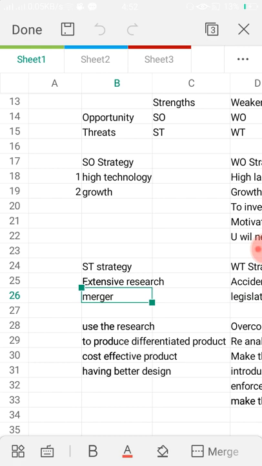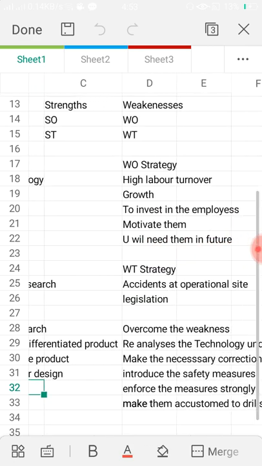So if your competitor comes to the industry, then definitely you have a better edge to grab the market, grab the interest from the market. And when your competitor comes first, then definitely you will have little interest to take. Use the research to produce a differentiated, cost effective product, having better design, and add better features.